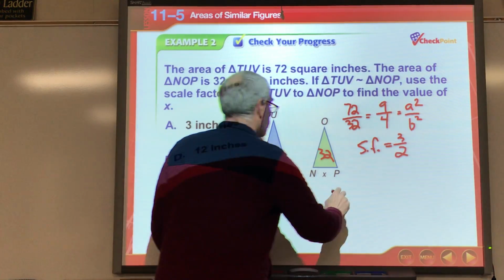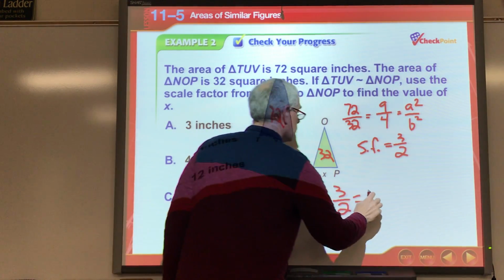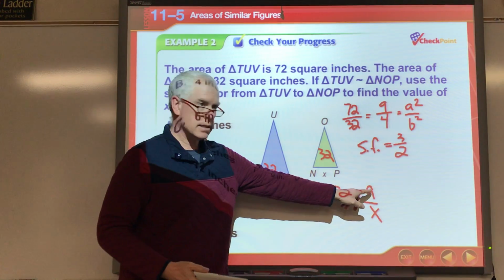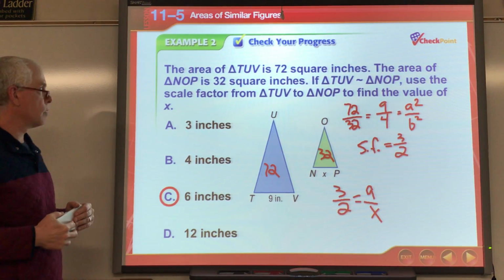Knowing that, I can set up a proportion to find x. So 3 over 2 is going to equal 9 over x. 9 times 2 is 18. 18 divided by 3 is 6. So if you got 6, give yourself a pat on the back. You're doing a great job.